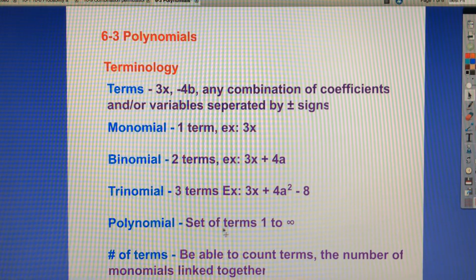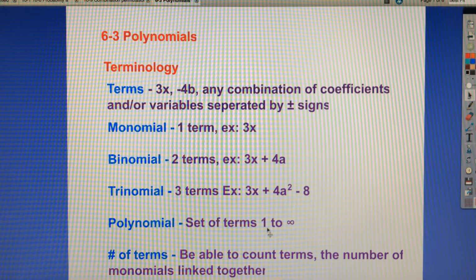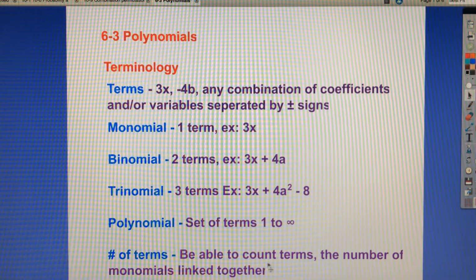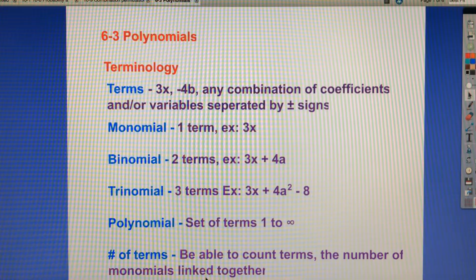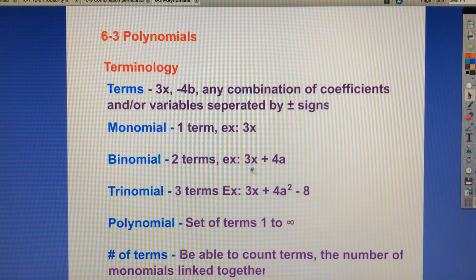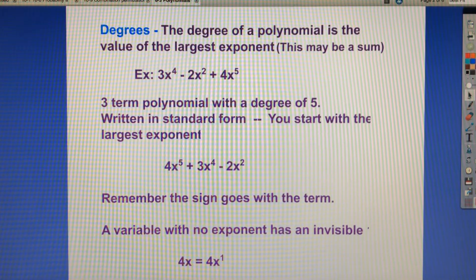Polynomial, it's a set of terms. It can be one term. It can go into infinity, the number of terms you have. Number of terms, you have to be able to count terms, the number of monomials linked together. Each one of these by themselves is a monomial. But when you link them together, you get a polynomial, multiple terms.